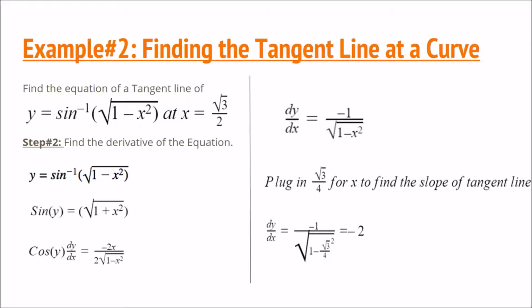When we plug in the value of the square root of 3 divided by 4 for x, we get the slope of the tangent line equaling -2.